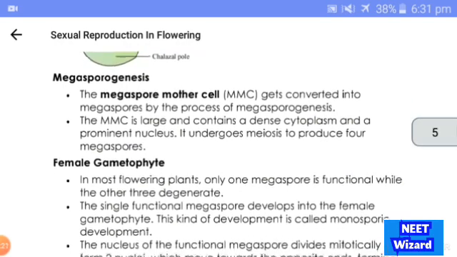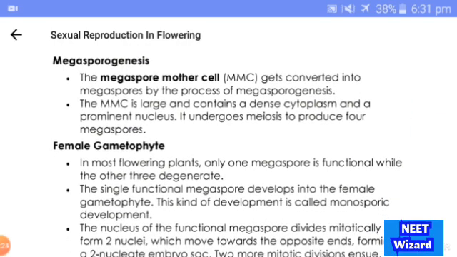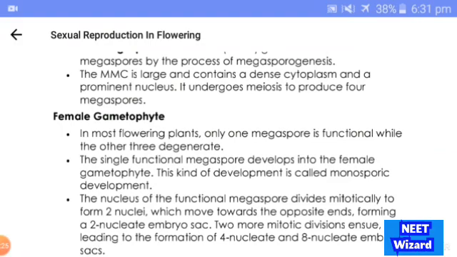Female gametophyte. In most flowering plants, only one megaspore is functional while the other three degenerate. The single functional megaspore develops into the female gametophyte. This kind of development is called monosporic development.